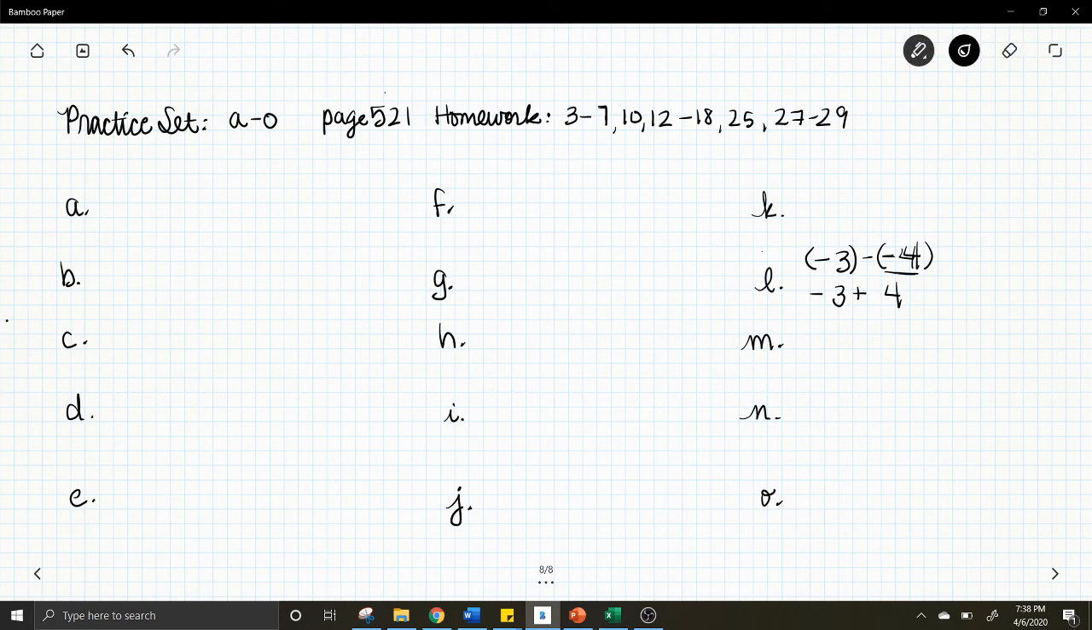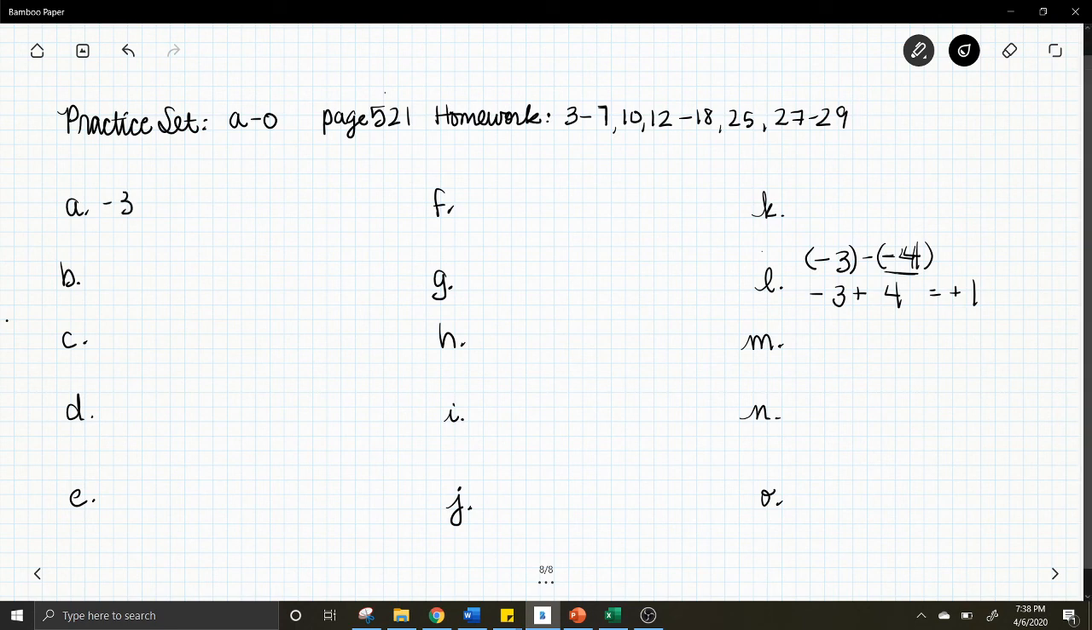Picture that number line in your head. You're at negative 3. You're adding 4, so you're moving to the right on your number line. Negative 3 plus 4 would bring us to positive 1, or just 1. So that's letter L, for example, and then I'll just do letter A as well, just to kickstart everything.